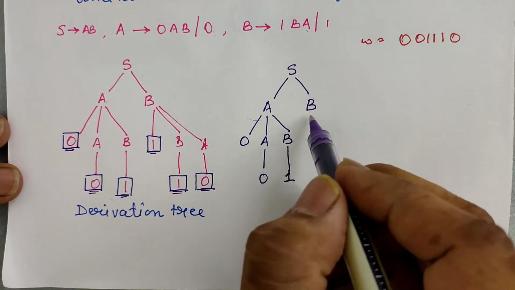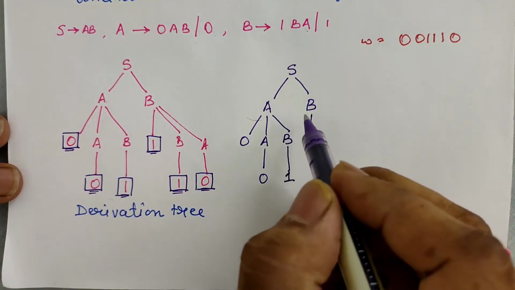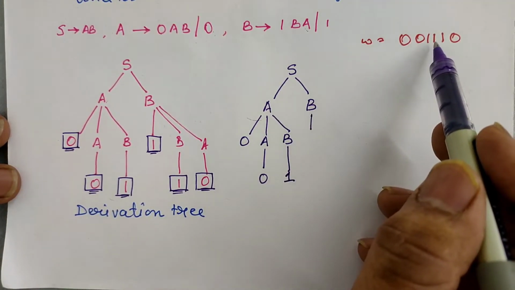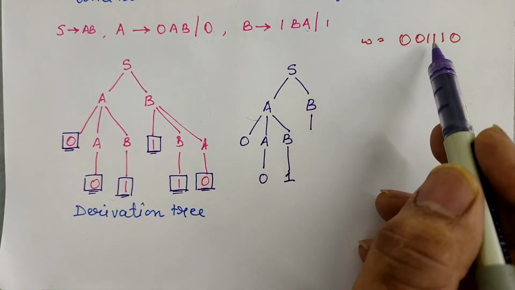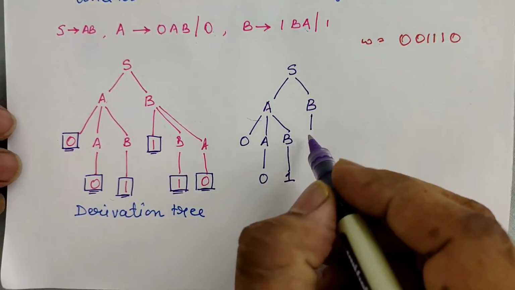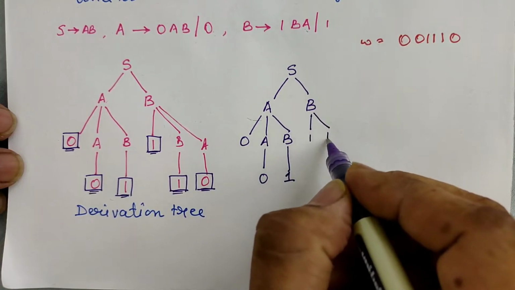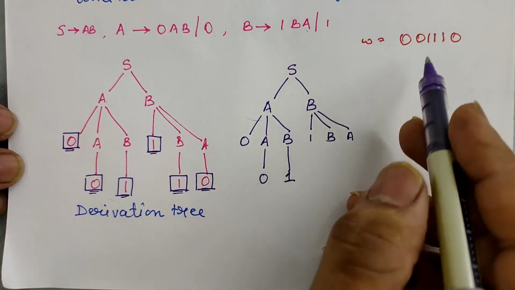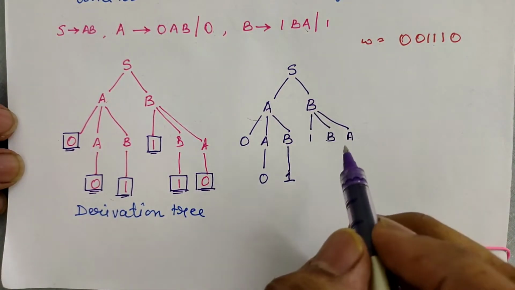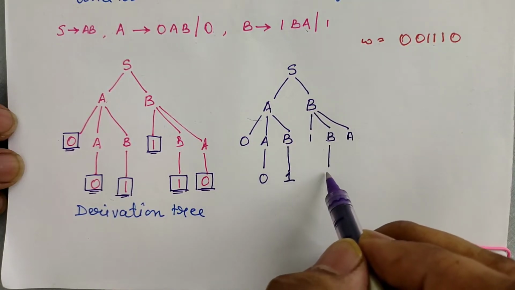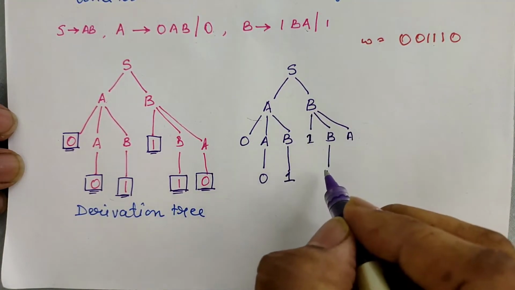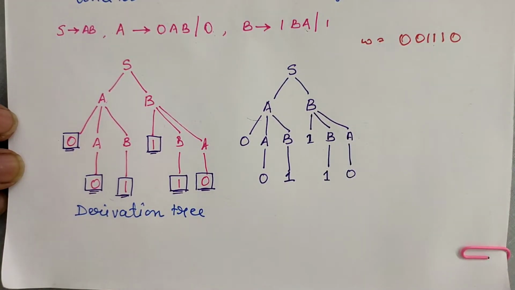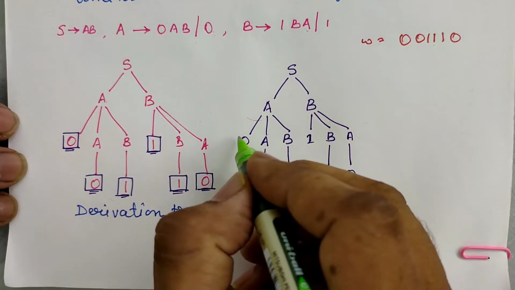Now here we have to explore this. If B tends to 1 and the string ends, we will have 0, 0, 1, 1, but what we want is 0, 0, 1, 1, 1, 0. So here it is 1, then this B and then this A. So this is the fourth letter that we have achieved. Then this B should end up with 1, and then this A should be 0. So hence we have received our required string.